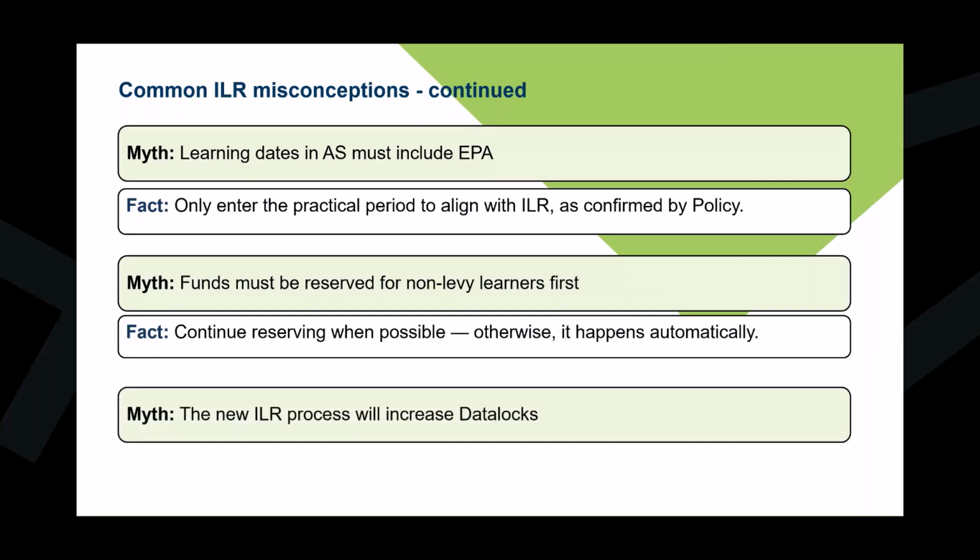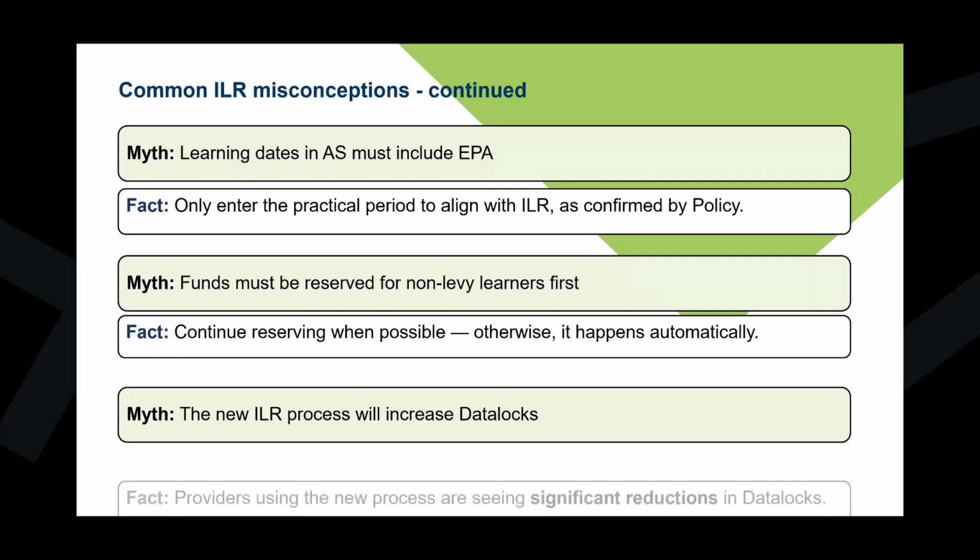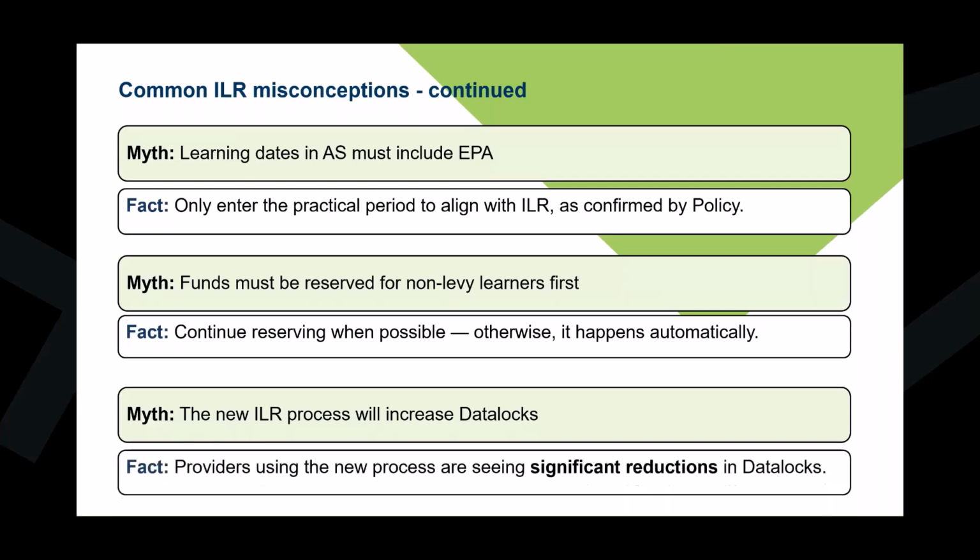There's a myth around the new ILR process will increase data locks. So one of the actual main goals for the ILR-led approvals is to reduce data locks. And since we've gone live, we've seen a significant reduction compared to the manually added requests. We'll also see further reduction of data locks when we start to use the ILR data for approved learners when it comes to change of sex.